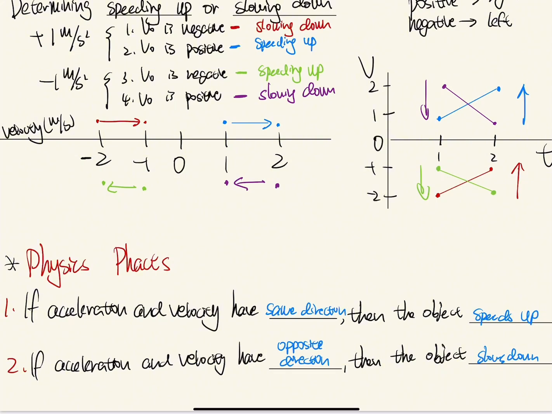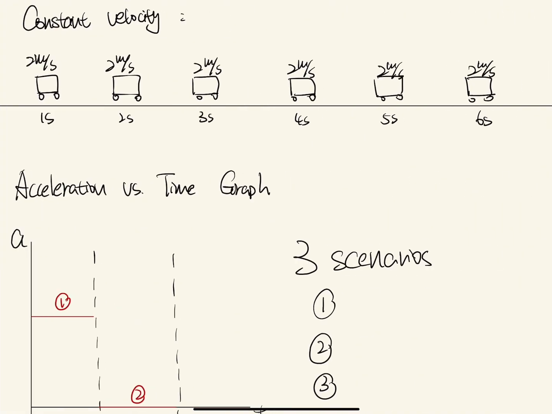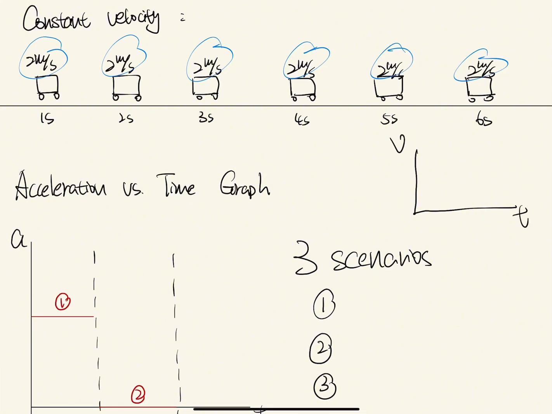You might think, what if velocity is constant? Well, then there's no changing velocity and so there's no acceleration. You can see in this scenario, the velocity is always 2 meters per second. And what would we expect on the VT graph? So if we draw a VT graph, we would expect a horizontal line. We know from the previous video that the slope of the VT graph is the acceleration. So if we have zero slope, then that just means zero acceleration.